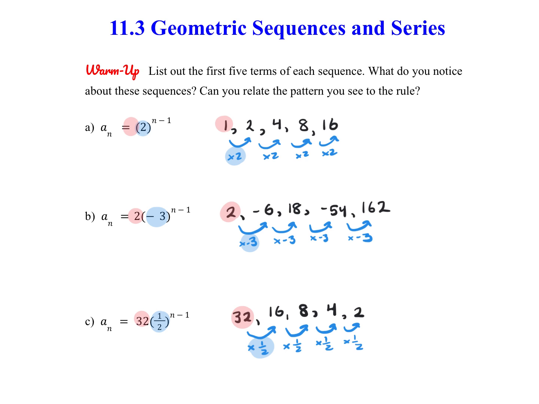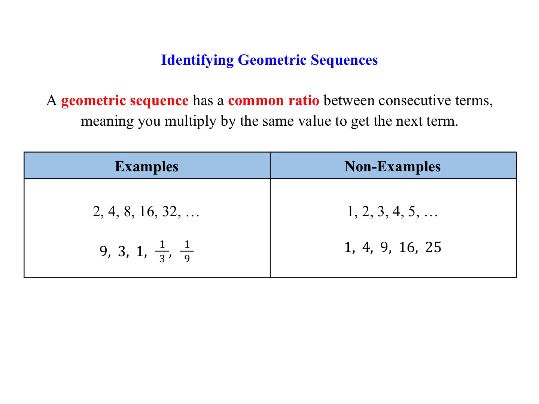So remember, last lesson we learned about arithmetic sequences where you added or subtracted by the same number to get to the next term. Today we're going to be doing geometric sequences. So as we just talked about in the warm-up, a geometric sequence is a sequence that has a common ratio between consecutive terms, meaning that you multiply by the same value to get the next term.